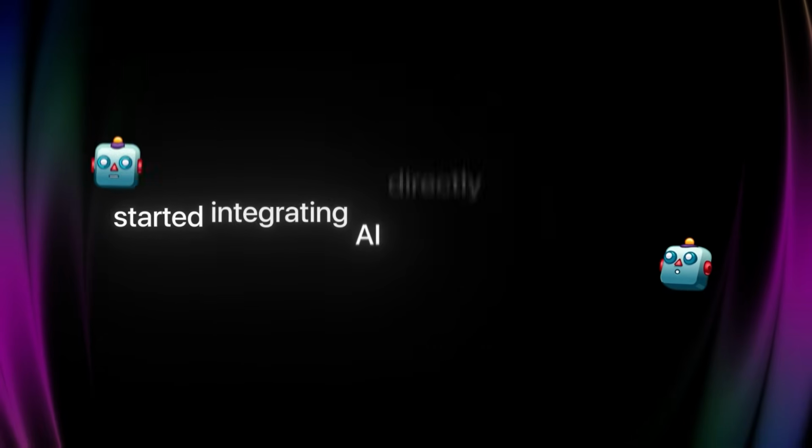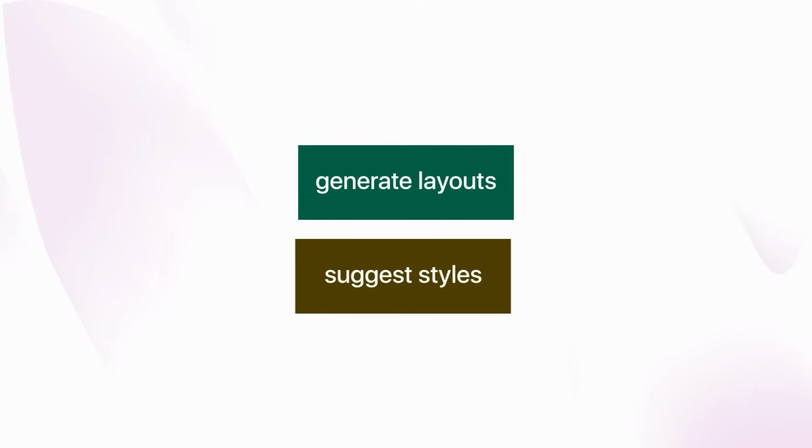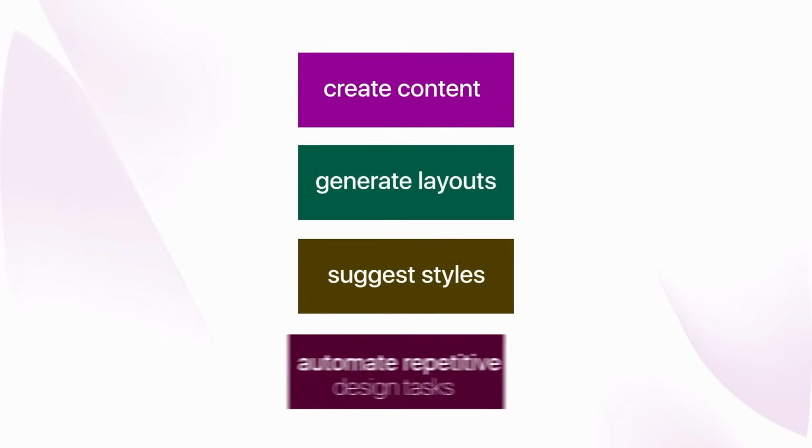Webflow has also started integrating AI directly into the platform, making a lot of the design and the setup process even faster. So these AI tools work more like a creative assistant that can help you generate layouts and suggest styles, create content even, and automate repetitive design tasks without needing manual coding. Webflow AI can generate and customize websites, CMS structures, and all of the components using simple natural language prompts. So the goal here is to speed up development while still keeping designs clean, responsive, and production ready.